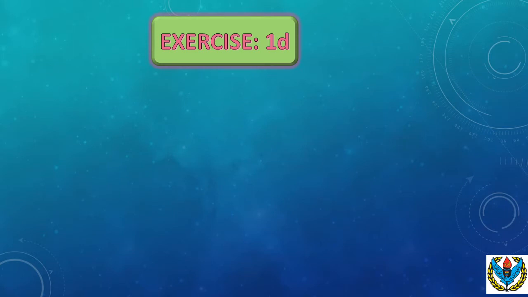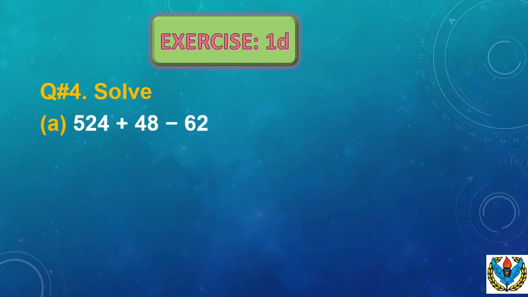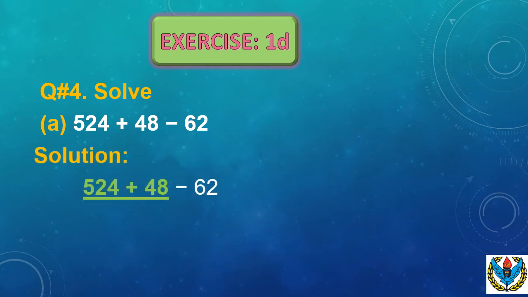Further we will start exercise 1D, question number 4. Its A part is 524 plus 48 minus 62. Let's see the solution. Here in this question there are 2 operations only, addition and subtraction. And according to rule number 1, if addition and subtraction come together, then we can apply rule number 1. And according to rule number 1, we will start working from the left side.